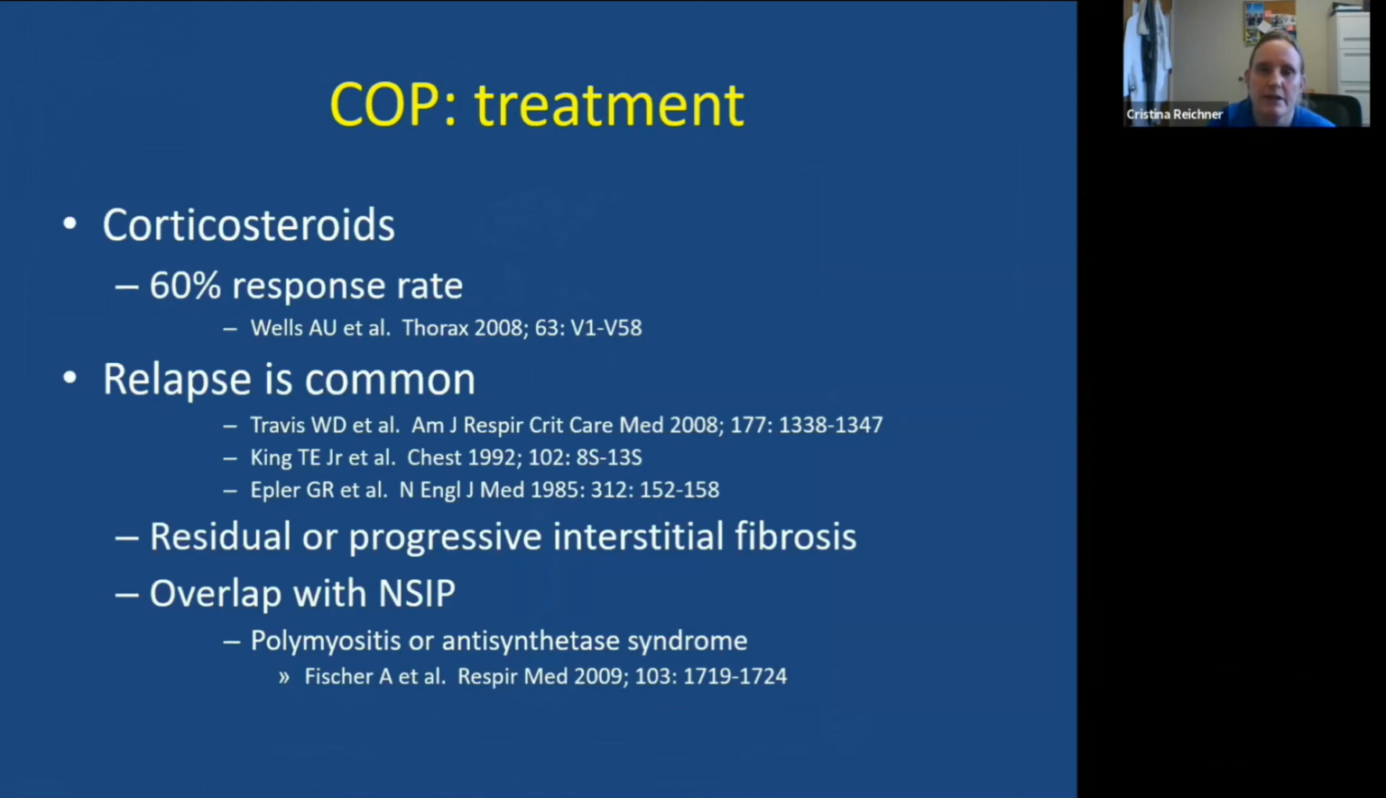It's interesting because if you look at, for example, COVID patients, some of them will have some residual changes on CT scan. And the thought is that this probably does represent a form of organizing pneumonia. And sometimes you can also have a combination of organizing pneumonia and NSIP. And a lot of times that's associated with polymyositis or the antisynthetase syndrome.